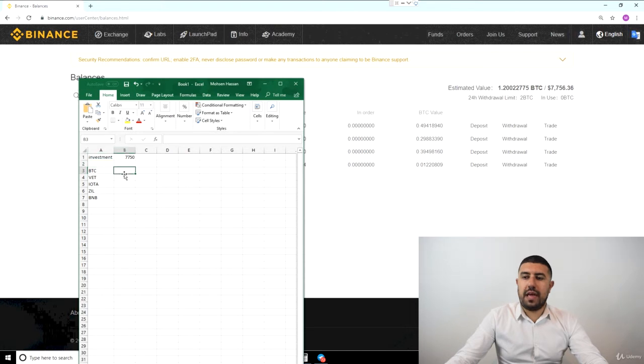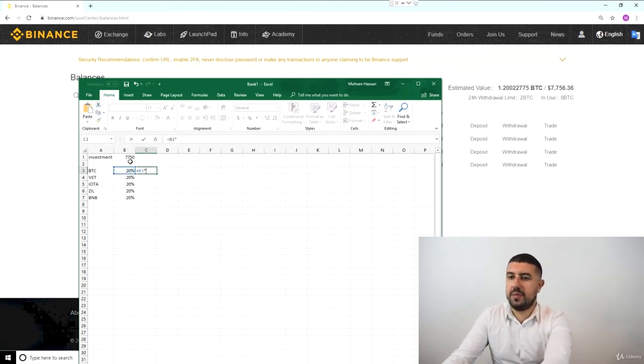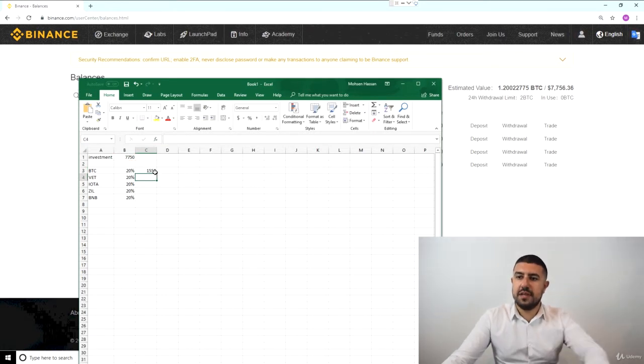Now, how much do I want to invest in each of these coins? Well, like I said, I want to invest 20% in each. So I'll just put percentage here and put 20%, 20%, 20%, 20%, 20%. Now, how much is 20% times this amount? And I'll click F4 here to just lock it.